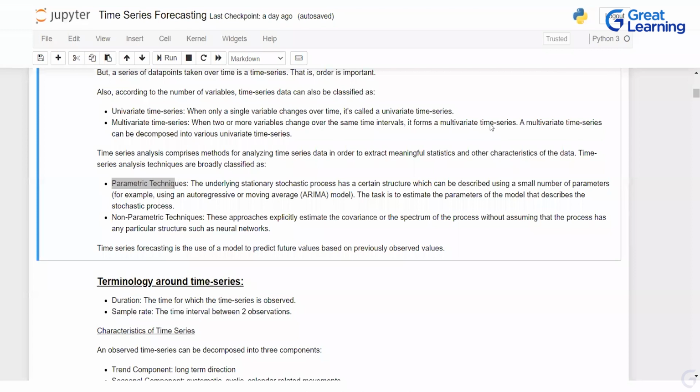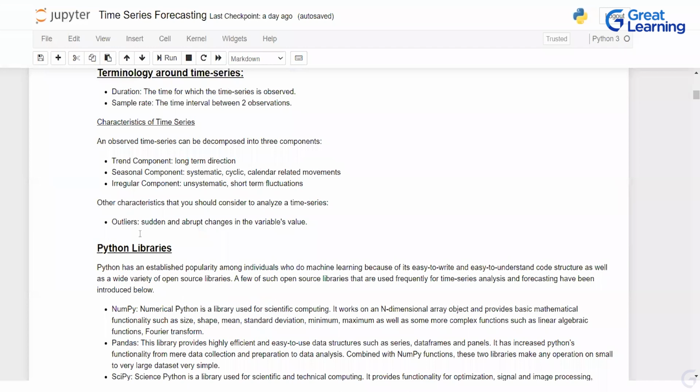So you can do resampling or downsampling if that happens, to bring them on the same scale. Few of the terminologies in time series I have also mentioned. We will talk about all these things in detail. Python libraries I have listed down. This is the pipeline. Let's quickly go over this before I start the code.